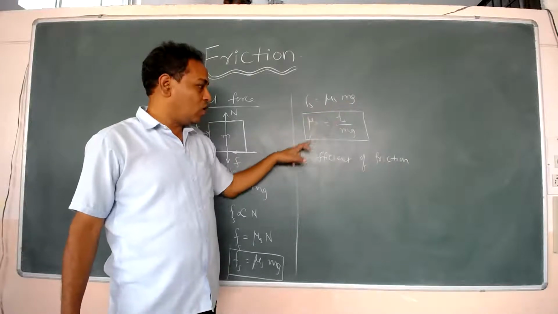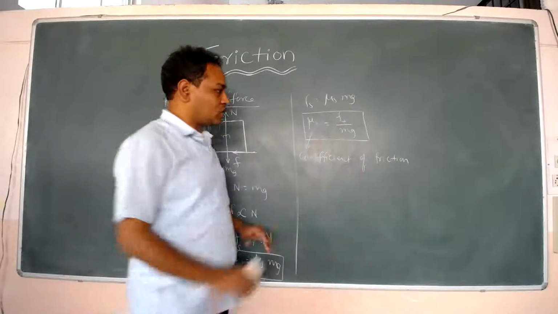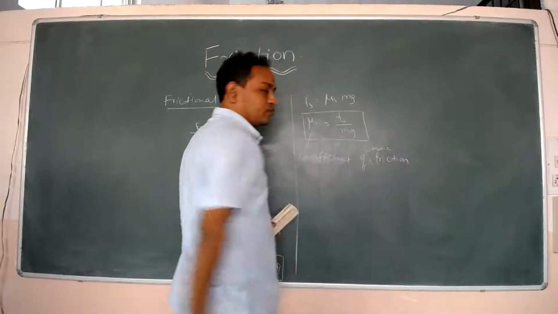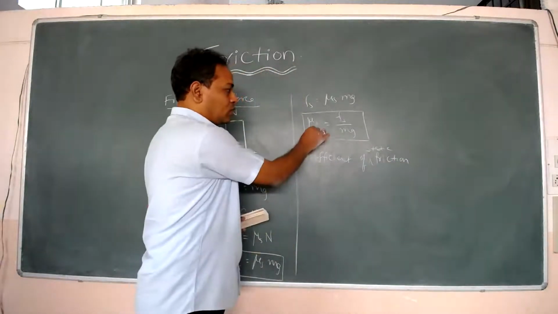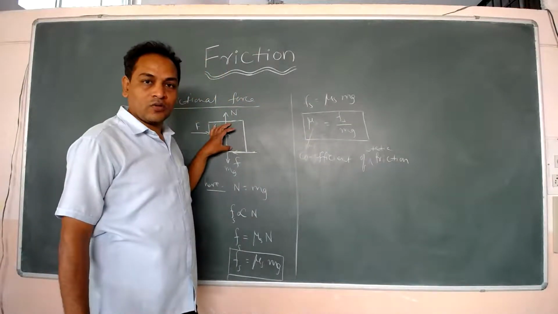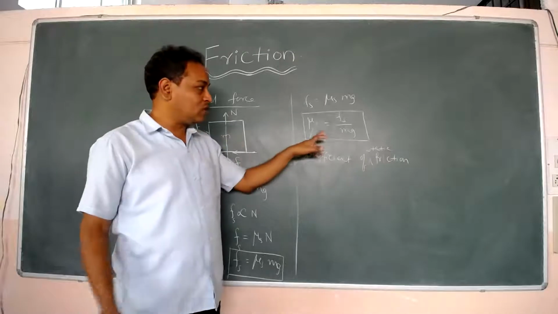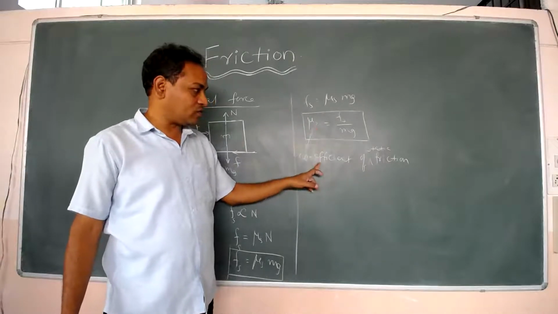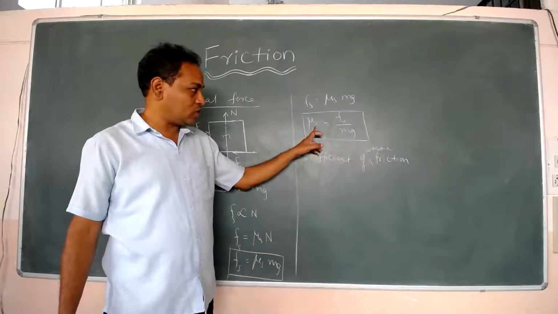Here mu s is called the coefficient of static friction. This is a constant value for a given body in contact; this value will be constant. So this is called the coefficient of static friction. So what is the coefficient of static friction?